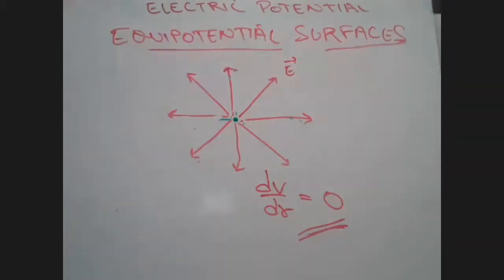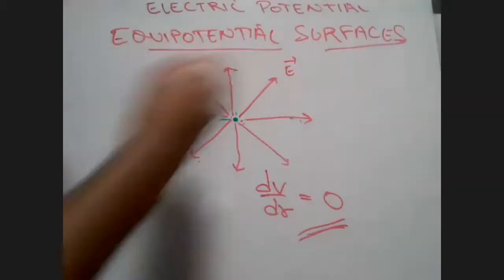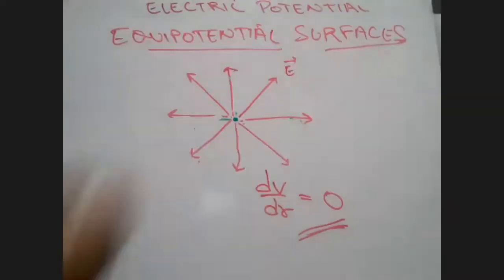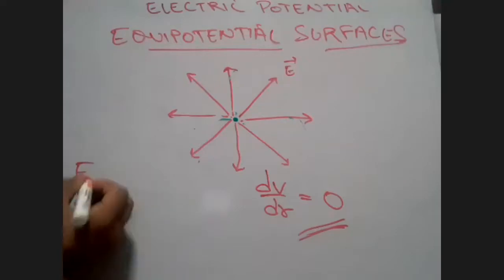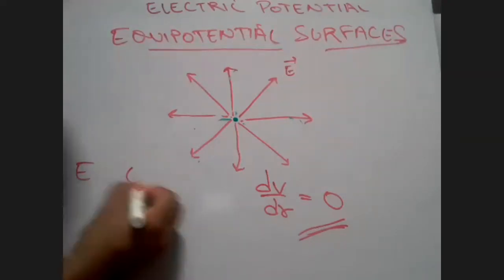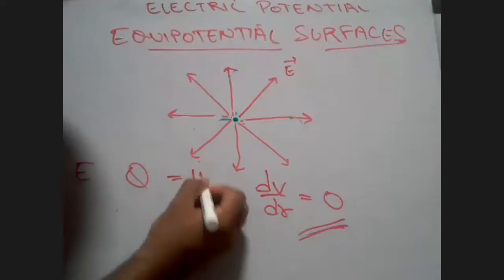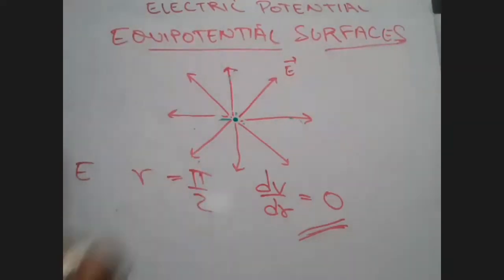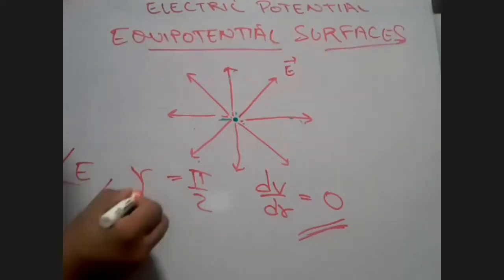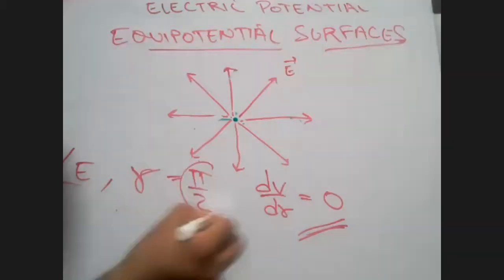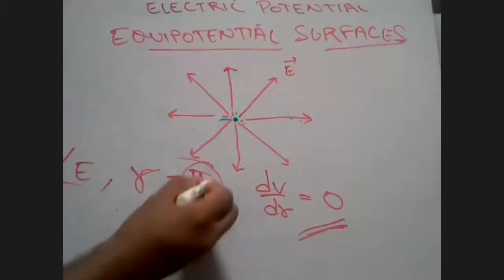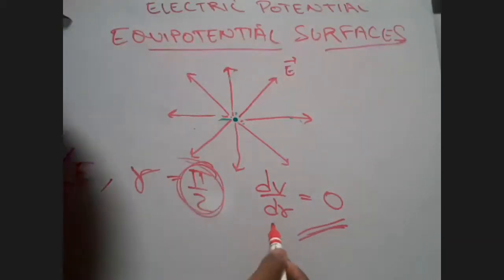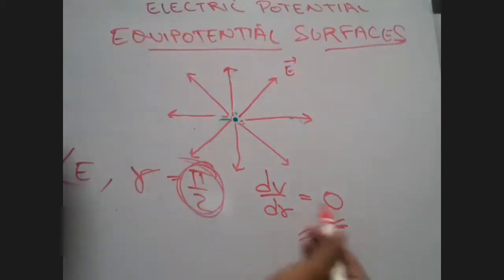surfaces. So now if I have to draw an equipotential surface around a point charge, I have to draw it in such a way that the angle between the electric field lines and my displacement r is basically going to be pi by 2. If I am able to achieve this, I am going to get a rate of change of potential which will be equal to 0.